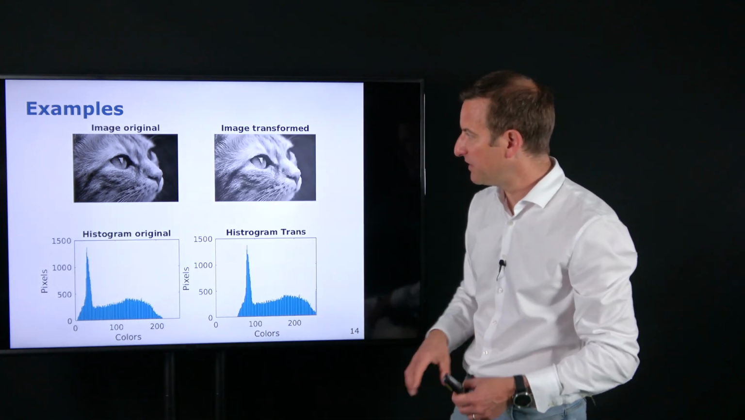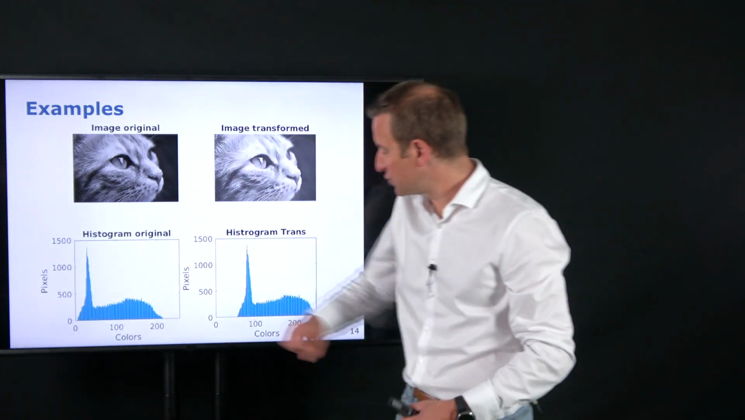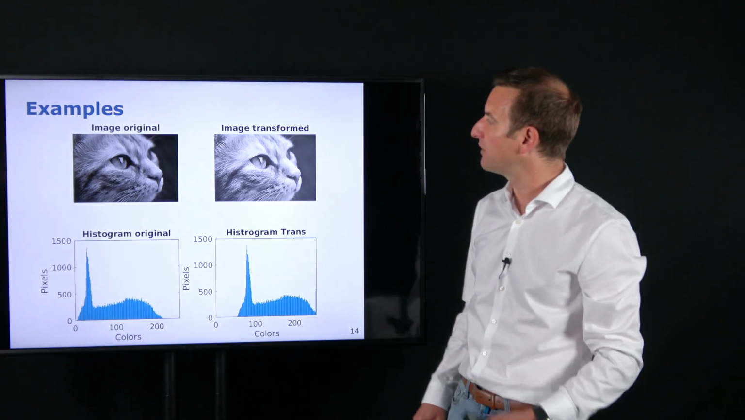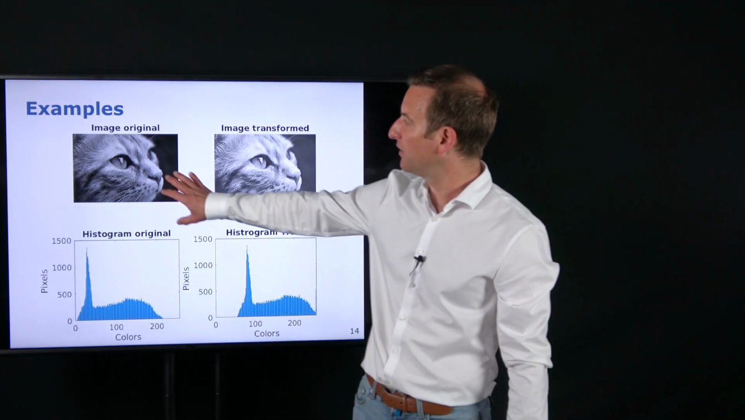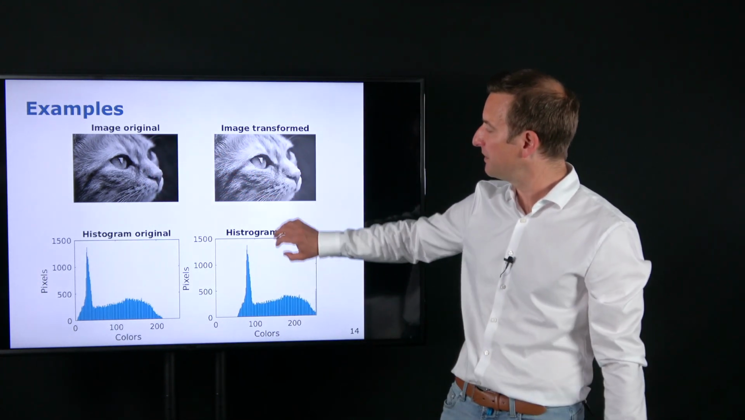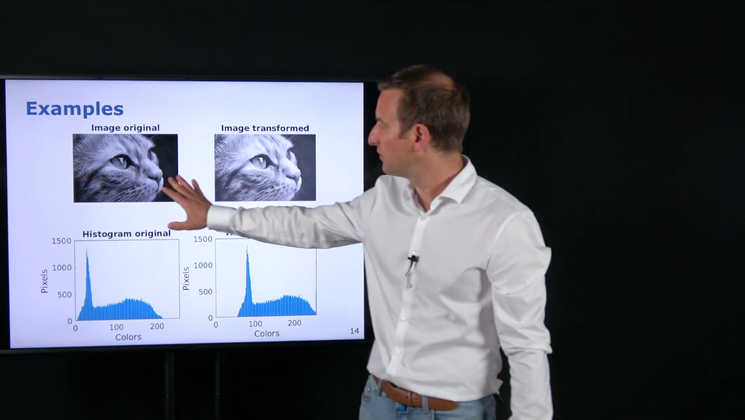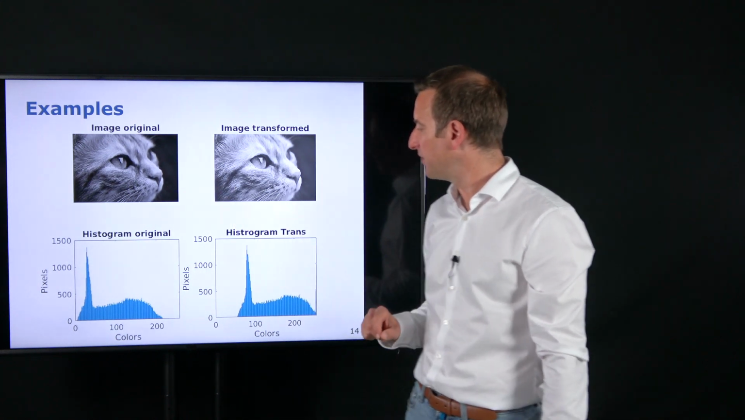So what happens if we take this histogram and just shift it to the right? What we see here is a simple shift to the right. If we do a simple shift to the right, we can see from the original image to the transformed image that this image gets brighter. But actually there's fairly no difference in the contrast itself.